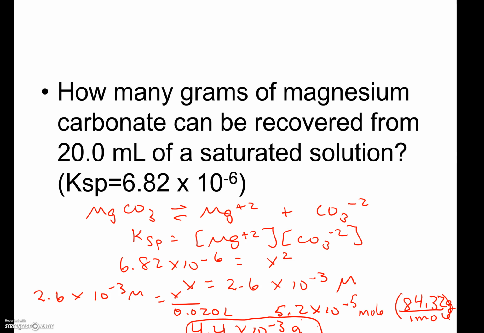So now if we know the volume of the solution, and we convert that to liters, we can take the molarity times the volume, and that will give us the moles. So we've got 5.2 times 10 to the minus 5 moles of magnesium carbonate in that saturated solution. And then we can convert moles to grams by using our molar mass, and we would recover 4.4 times 10 to the minus 3 grams of magnesium carbonate from a saturated solution if we were to evaporate away all of the water.